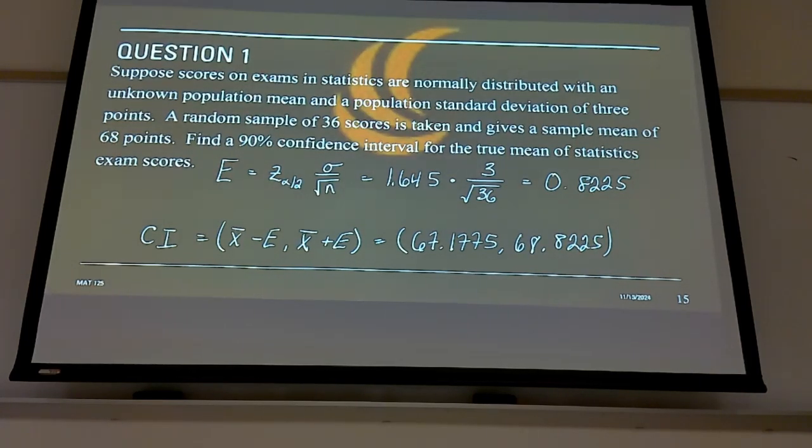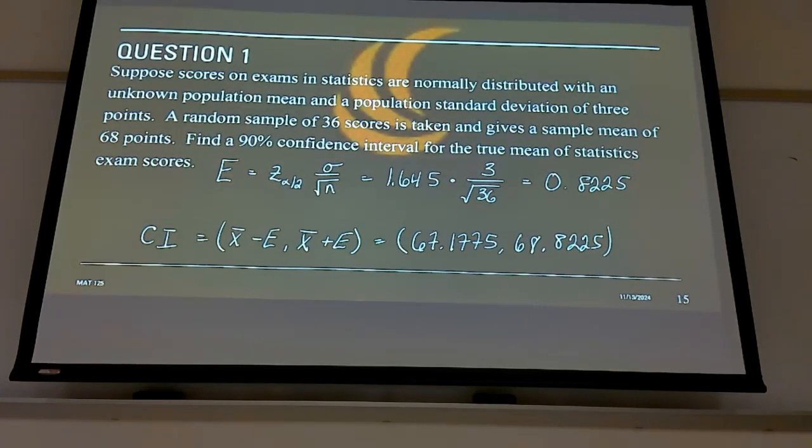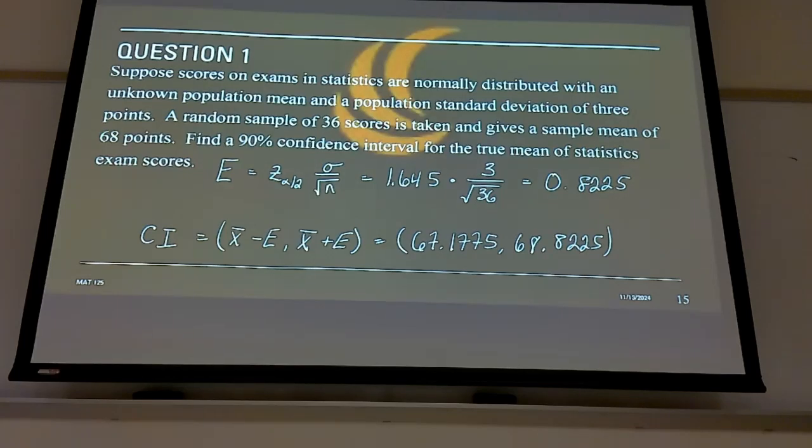Remember, the confidence level just says it's the percentage of intervals that would contain the mean. This is only one interval. We can create lots of intervals by using different samples of size 36. We get all of those intervals, and 90% of those would contain the mean. So that is an important distinction.